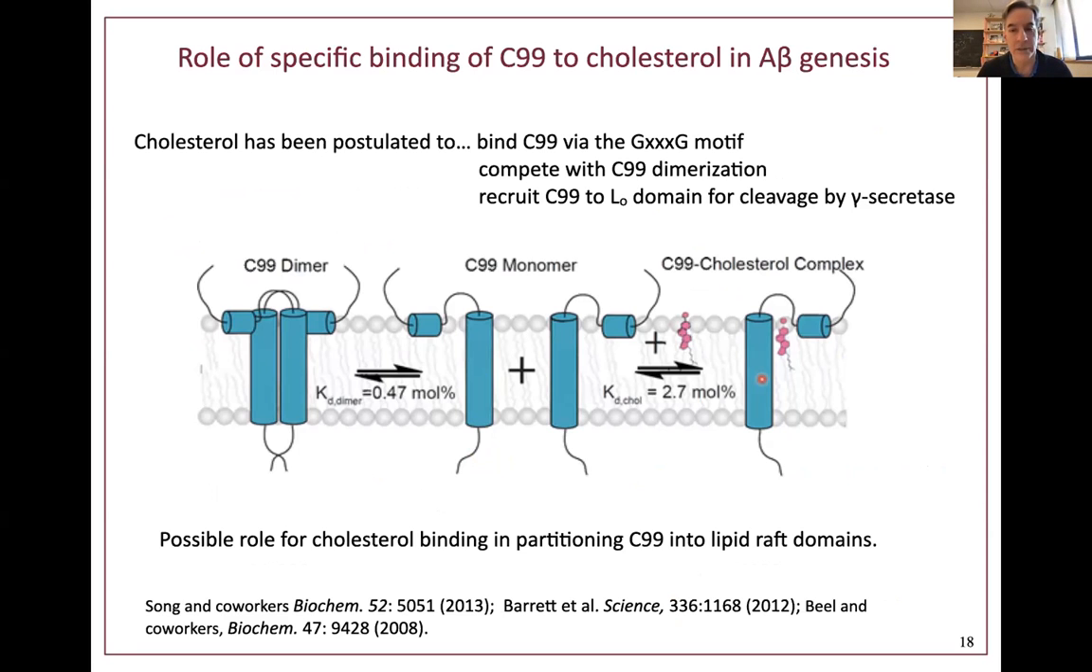But as I mentioned earlier, it's also been proposed that there can be specific binding of cholesterol to C99. And so this work by the Sanders lab from 2013 was able to quantify that binding and to show that there's a competitive equilibrium between the dimerization of C99 and the monomer, and also the formation of the C99 cholesterol complex. And so we can think that higher levels of cholesterol in the cell would push this equilibrium towards the cholesterol C99 complex and minimize the amount of C99, or also APP, dimerization.